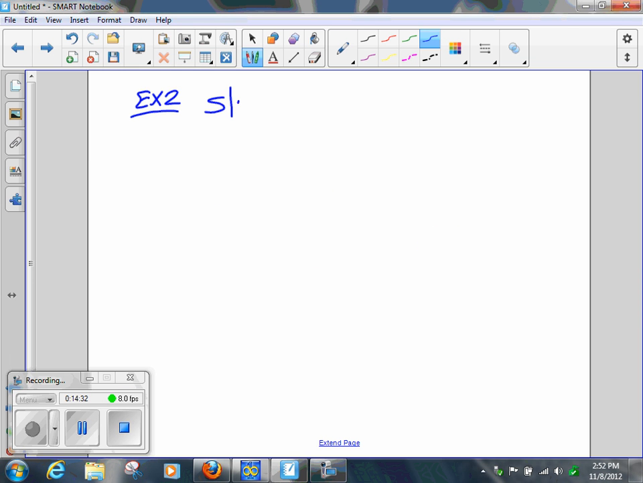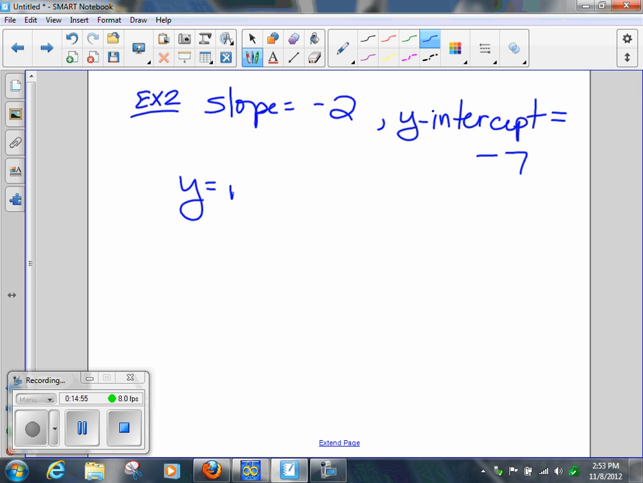What if I say slope equals -2, y-intercept is -7? Oh, well. Where do we start? All you gotta do is write the formula. Because the y-intercept is the variable b, and the slope is which variable? M.